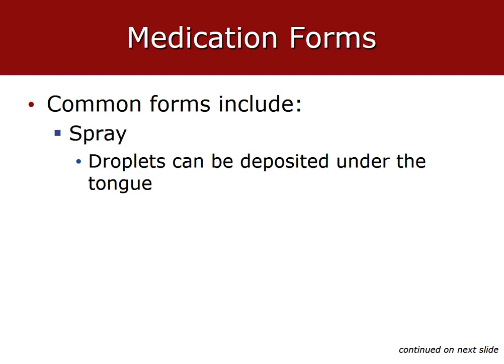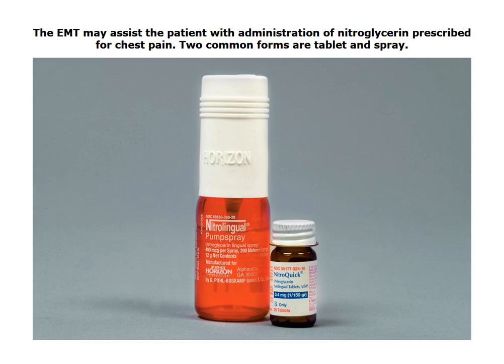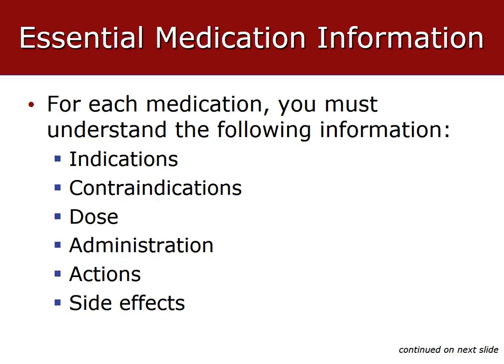Spray droplets can be deposited under the tongue. Nitroglycerin spray is an example of that. A medication can also be in the form of a spray. Nitroglycerin spray is considered an aerosol that contains nitroglycerin in a propellant. Each spray delivers a precise metered dose, 0.4 milligrams.